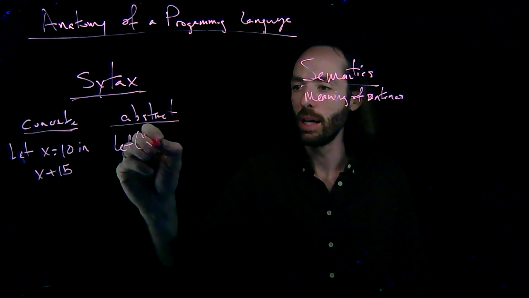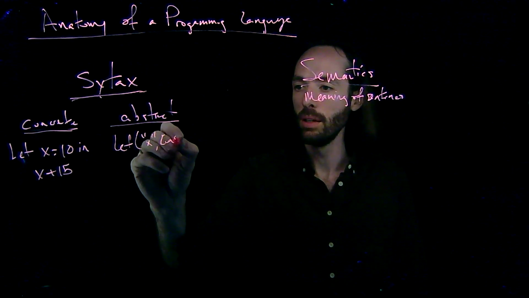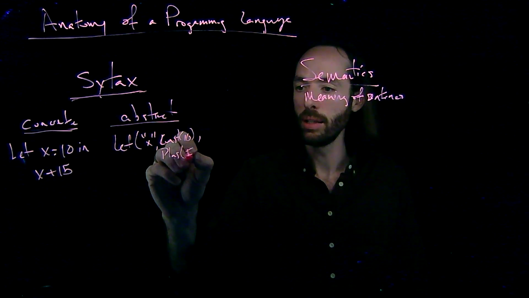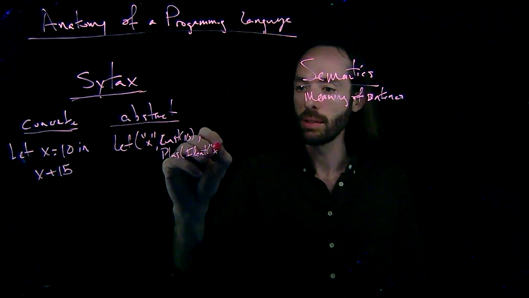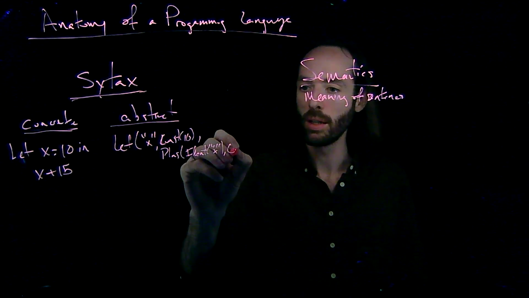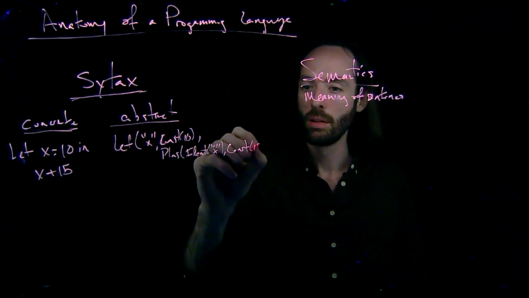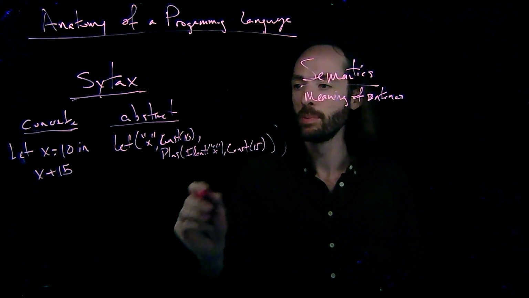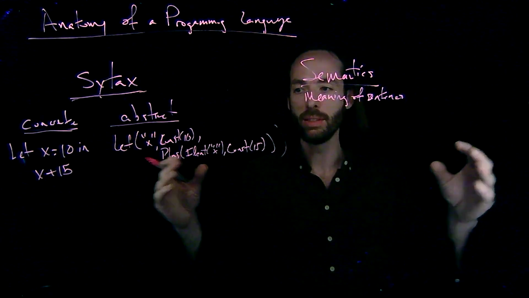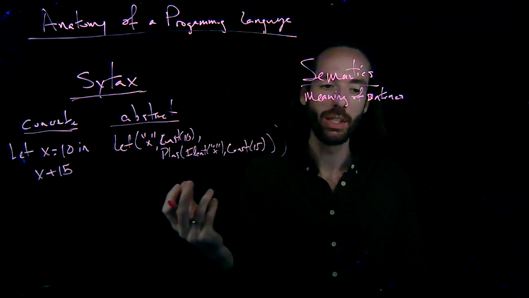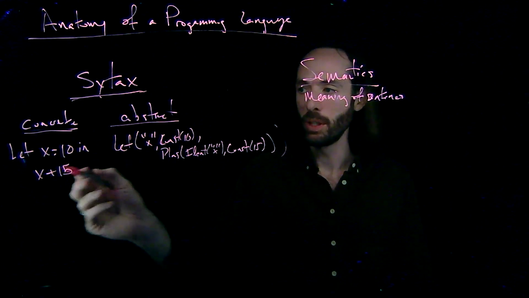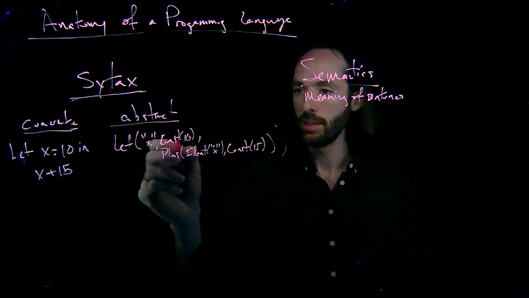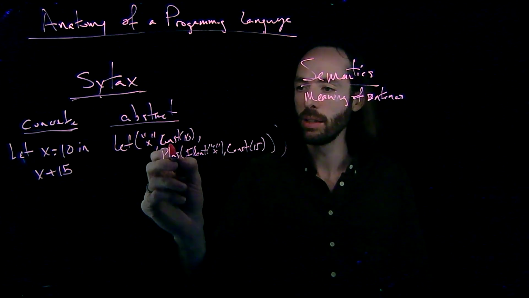So we'll have let x, const of 10, comma, plus, ident of x, comma, const of 15, and then end parentheses on, let's see, one more. So what it is, is a bunch of nested statements with keywords that express what that nested statement is, right? And we can really see that there's a parallel here. We have let, we have x as the left-hand side there. The second parameter is the right-hand side here.